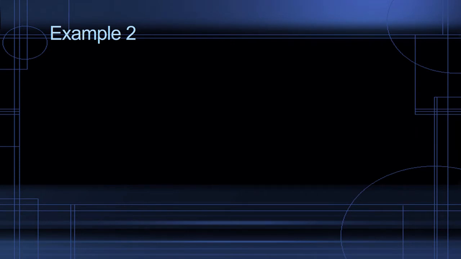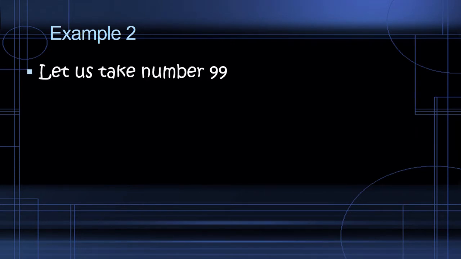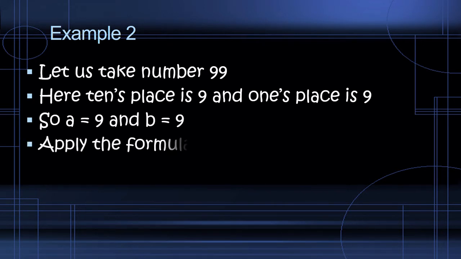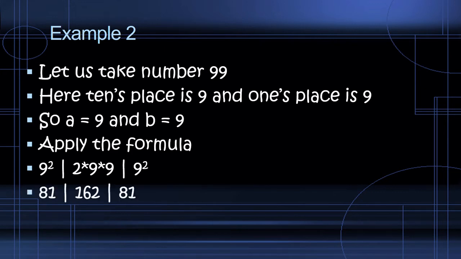1225. Now let's take another example. This time let's take 99. Again, the ones place is 9 and the tens place is 9, which means a is 9 and b is also 9. Now let's substitute the values: 9 squared, 2 times 9 times 9, 9 squared. Now let's simplify it, which means 81, 162, 81.